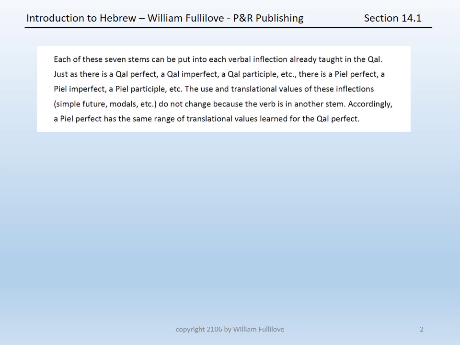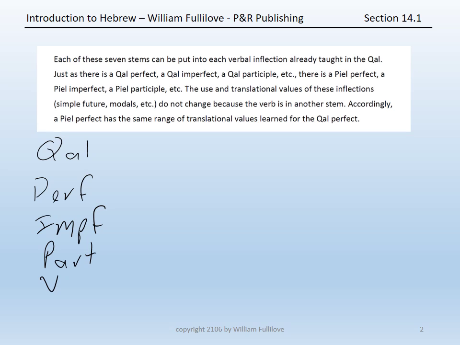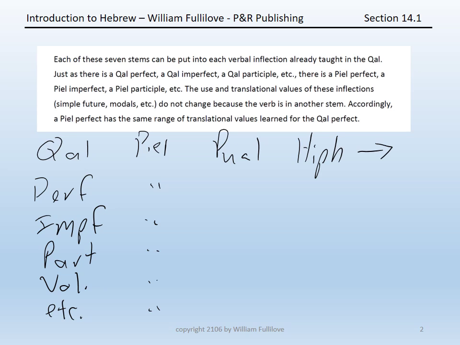Each of these 7 verbal stems can be put into each verbal inflection that you have already learned from the Qal. In other words, within the Qal, we had a perfect, an imperfect, a participle, volitives, etc. Likewise, the Piel can have all of the same functions, a perfect, imperfect, participle, volitives, etc., as can a Pual, a Hifil, a Hofal, etc.